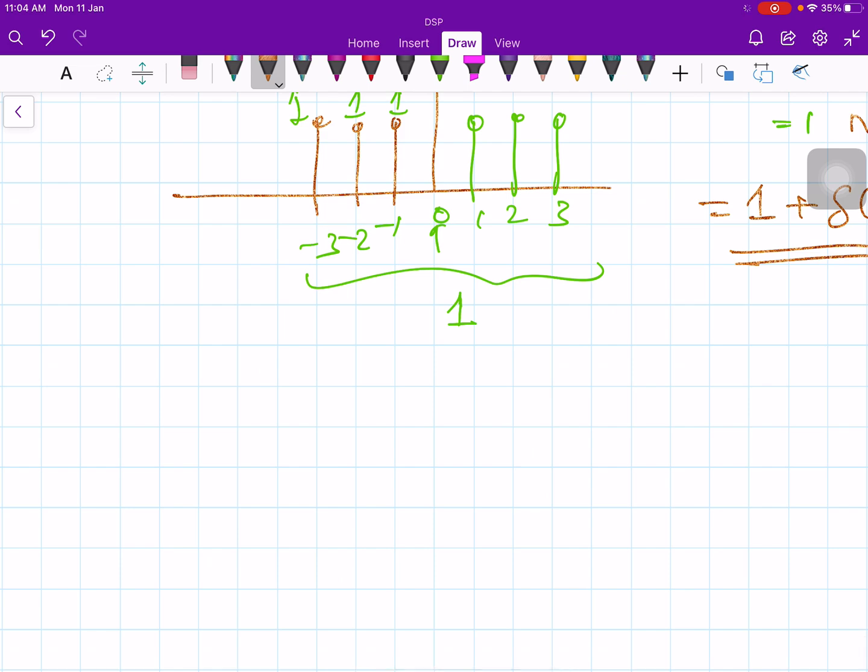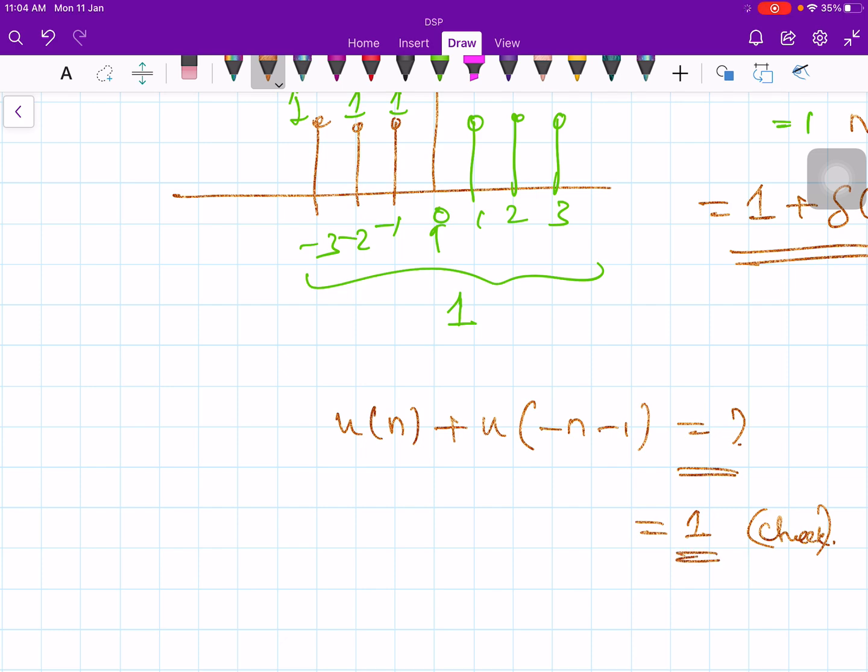Now, in case I have u of n plus u of minus n minus 1, what is the answer? You can check it out, and this is equal to 1. Check. This is the answer, 1. So u of minus n minus 1 has a special significance. We shall come back to this a little later.